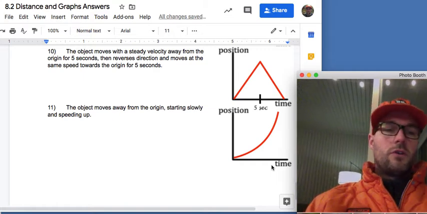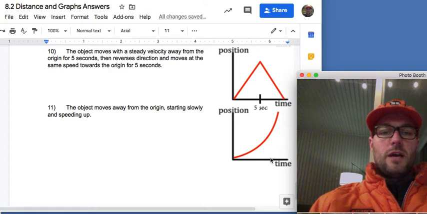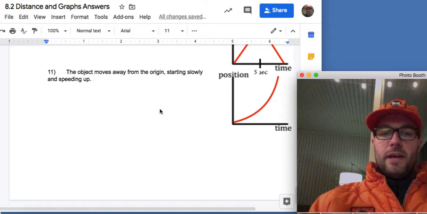If I were to ask, I want you to draw me a graph of something that's moving towards the origin and speeding up, for instance. So we know it's speeding up, so it's getting faster. So this will be our beginning. We'll be kind of flat, and then we'll speed up and go down, because we're moving towards the origin, this 0 line. So that would be moving towards the origin and speeding up, whereas this is moving away from the origin and speeding up. Alright, that is the end of the document.